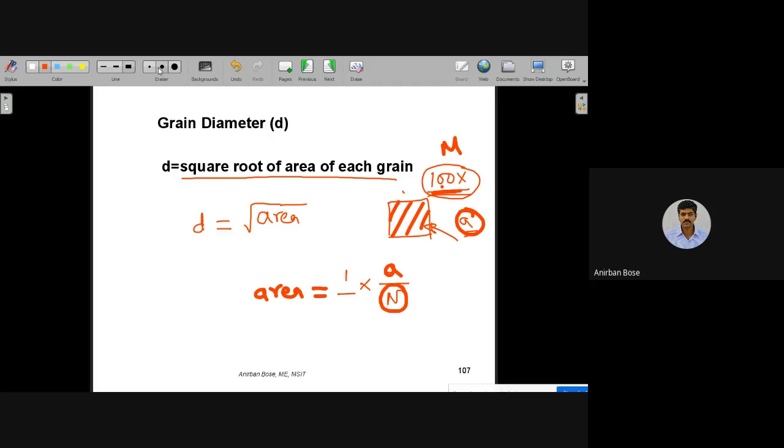If the magnification is 100, then it will be 100 square. If the magnification is M, it will be M square. So this is basically the idea, and this will be the area. Once you know the area, its diameter will be the square root of this quantity. So the square root of this quantity will be the answer.